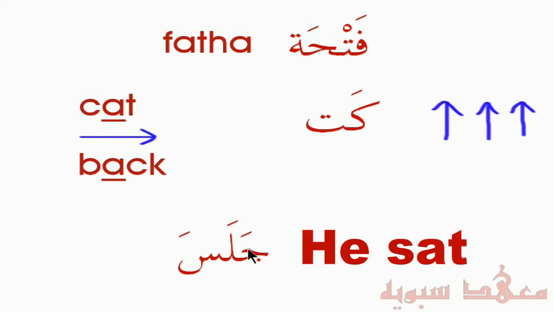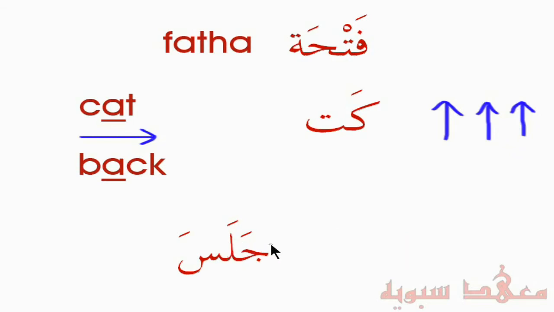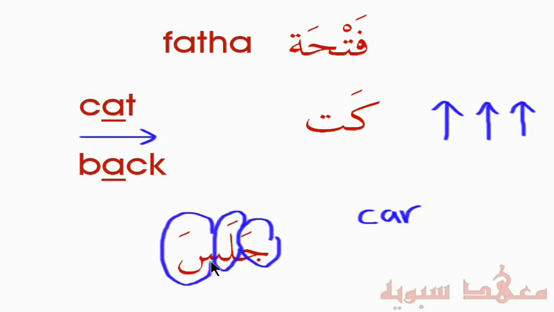And notice we don't elongate. There's no elongation of the sound. So we don't say like, for example, when we say the word car. It's car, it's not kar. So this will be one syllable, that's another syllable, and that's another syllable. So there's 3 syllables: ja, la, sa.